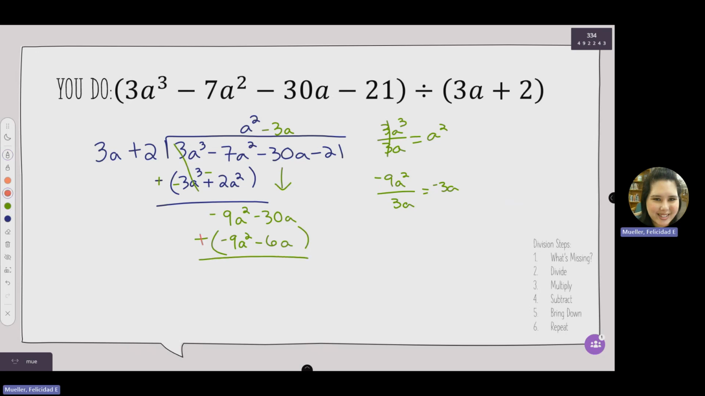We have to flip our signs. A squareds cancel out. Negative 30a plus 6a is negative 24a. Bring down the minus 21. Negative 24a divided by 3a equals negative 8. So minus 8. When we multiply by negative 8, we get negative 24a. Negative 8 times positive 2 is negative 16.